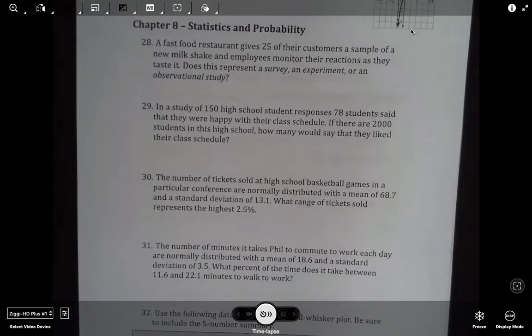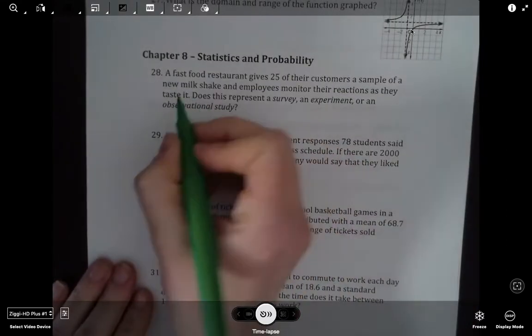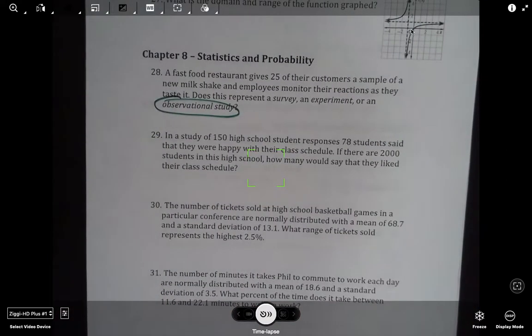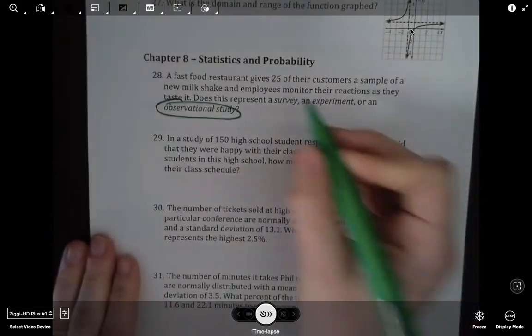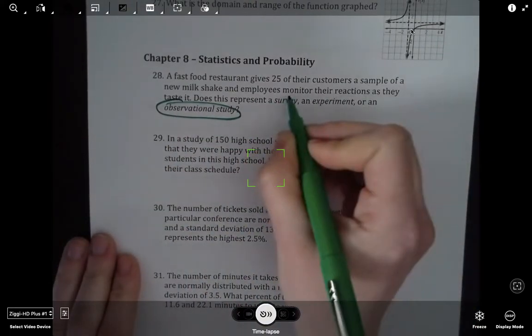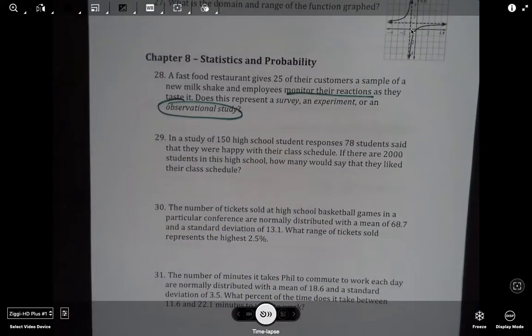28, a fast food restaurant gives 25 of their customers a sample of a new milkshake, and employees monitor their reactions as they take it. Is this a sample, observation, or experiment? Observation, I would say. Okay, and why? What's a word or two that I can underline? Watching reactions. Monitoring their reactions. That is an observation. Monitor reactions. Okay, so observation there is why. Good?